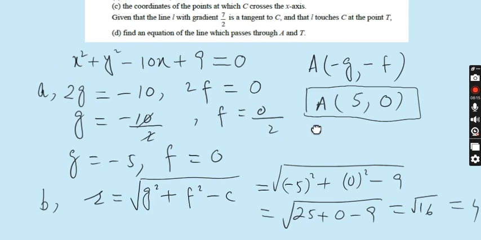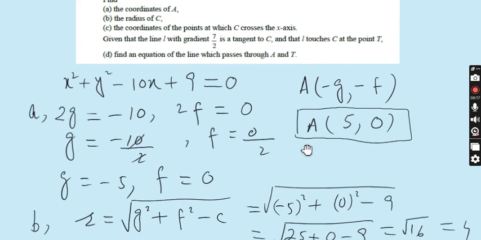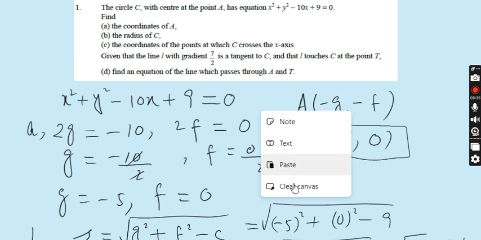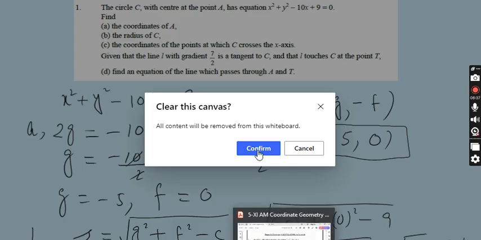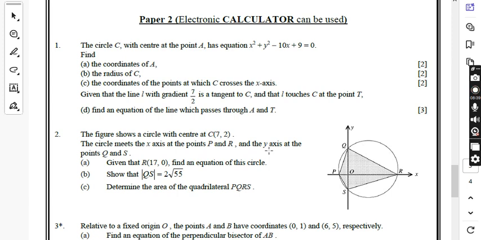Hope you understand the entire question 1. And part D was very important: find an equation of the line which passes through A and T. So you must understand the concept of the angle between the radius and tangent. So hope you understand this important question. Move to next, question number 2. Question number 1 has 3, 5, 7, 9, that is a 9 marks question.